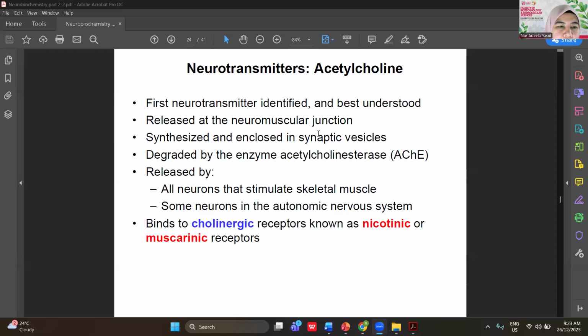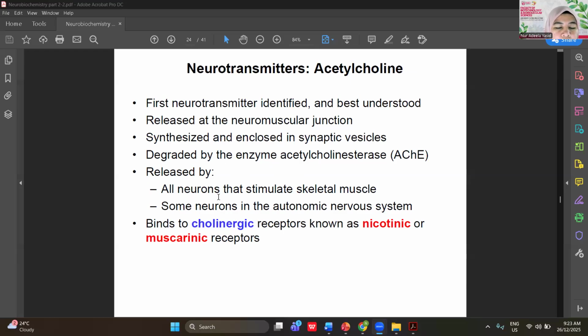It is released at the neuromuscular junction, where it stimulates muscle contraction. It can also be released by neurons in the autonomic nervous system. Acetylcholine is synthesized within the neuron and stored in synaptic vesicles for release. For degradation, it is broken down in the synaptic cleft by the enzyme acetylcholinesterase into choline and acetate.